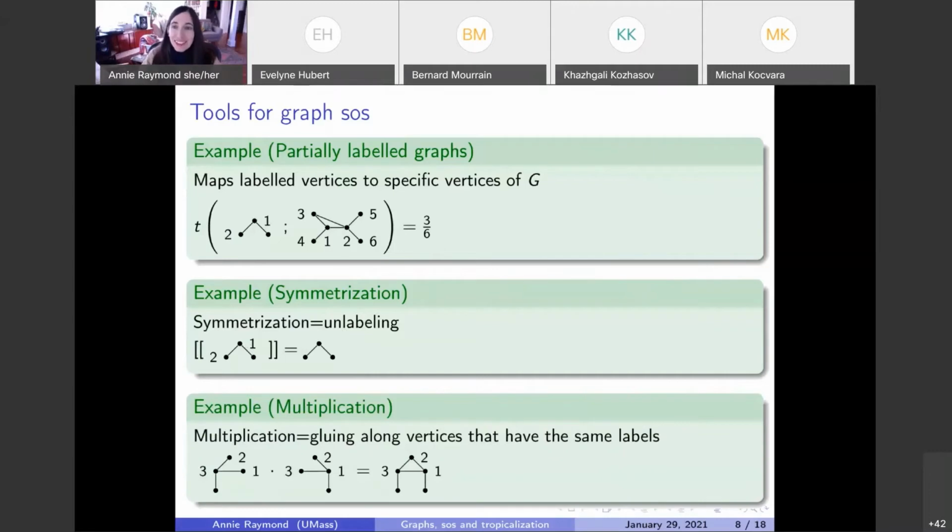And finally, the last thing that we need to know how to do if we want to do sums of squares is multiplication, right? We take a square, so we need to know how to multiply. It ends up working out that multiplication is just gluing along vertices that have the same labels. If you get any edges that get doubled, then you just keep 1 copy and that's it. So if I multiply the homomorphism density of this graph with the homomorphism density of this graph, I just need to glue. I get this kind of little house without a bottom.